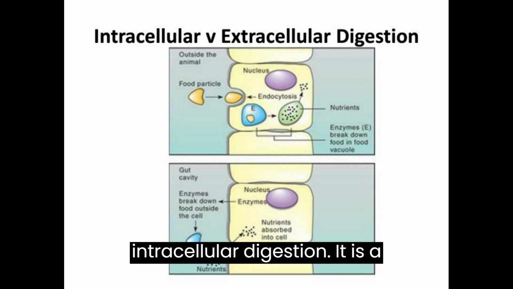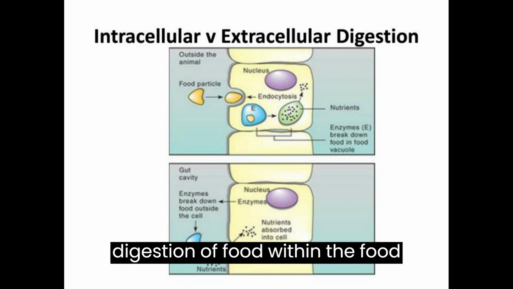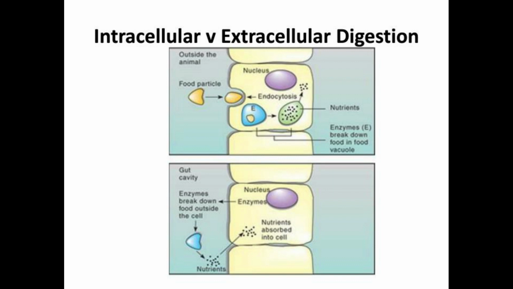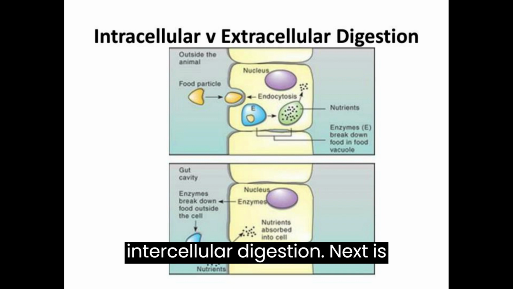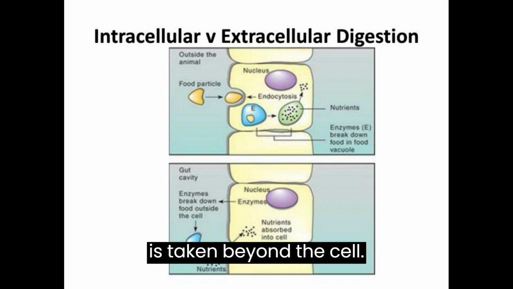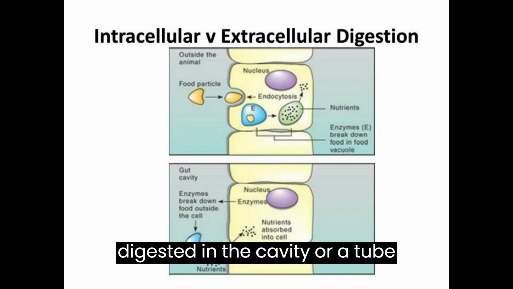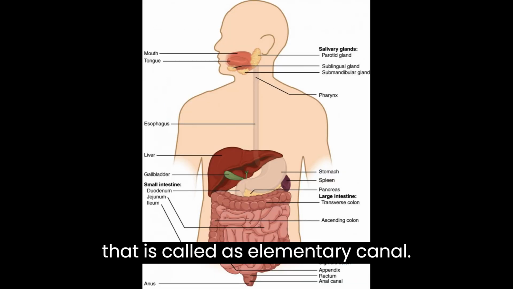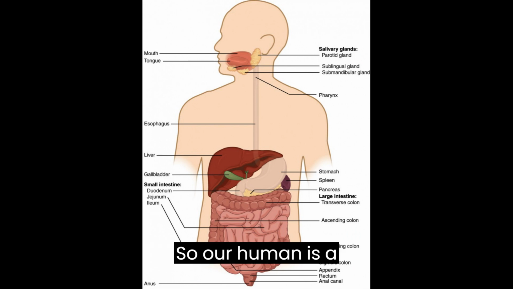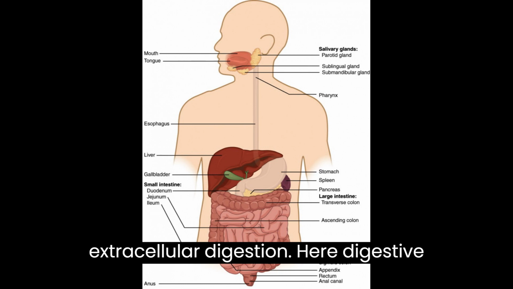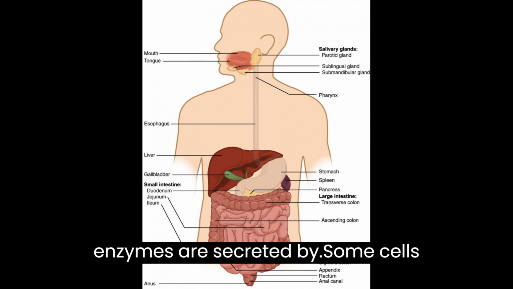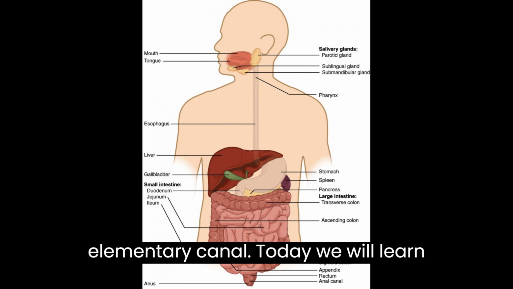First, intracellular digestion. It is a type of digestion that involves digestion of food within the food vacuoles in the cell. It is taken inside the cell. Some organisms like protozoa and sponges show intracellular digestion. Next is extracellular digestion, which takes place outside the cell. It is a type of digestion where food is digested in a cavity or a tube called the alimentary canal. Humans have extracellular digestion. Here digestive enzymes are secreted by some cells and digestion is done in the alimentary canal.